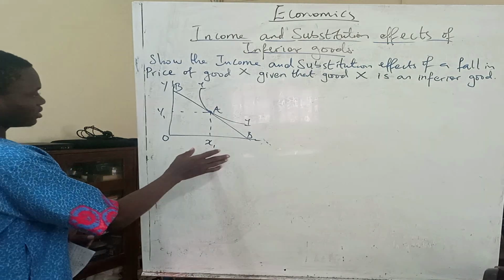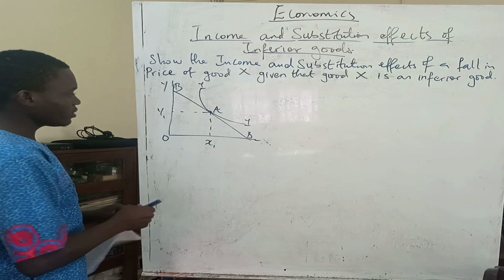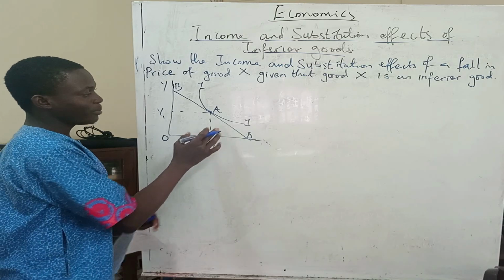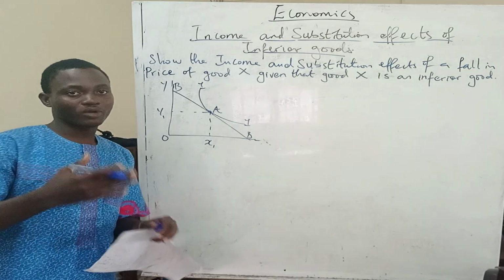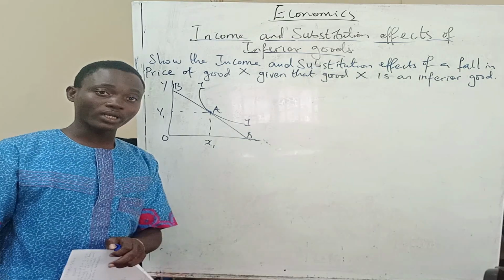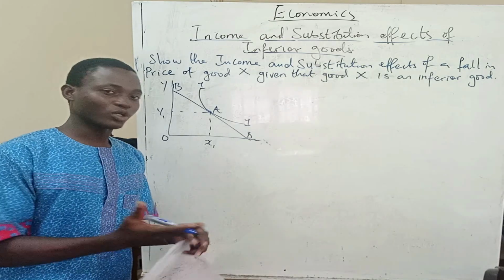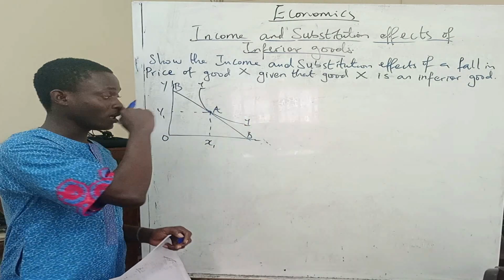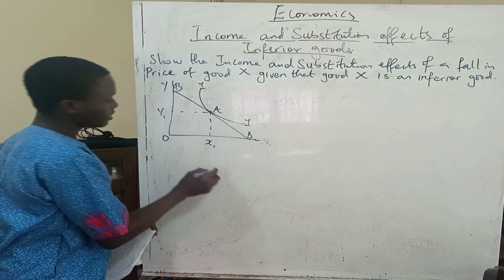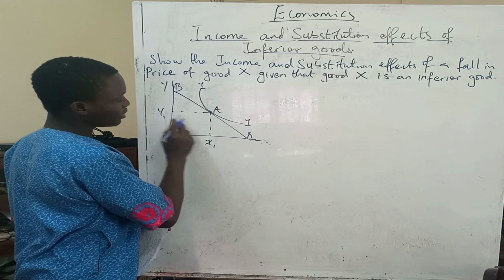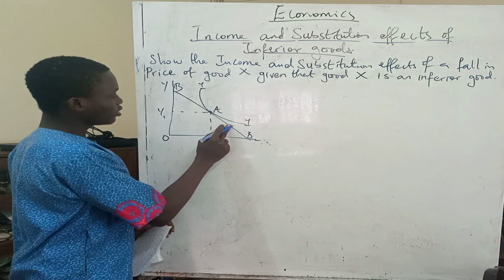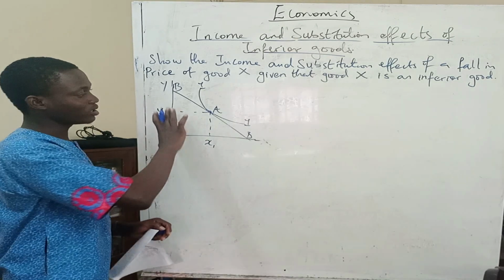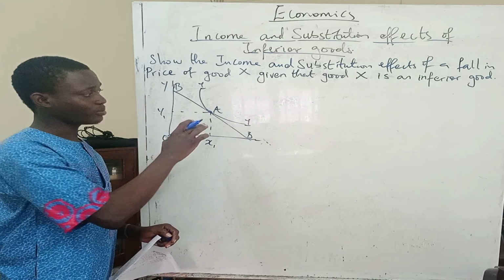So how do we show that? This is good X here. There's a fall in price, so you are going to increase the quantity of X, and because you have to be on the same indifference curve, you buy more of one and less of the other, but your total utility is still the same because your total utility is measured along the indifference curve. So there's going to be an increase in X1, and a reduction in commodity Y, because commodity Y is now relatively expensive.